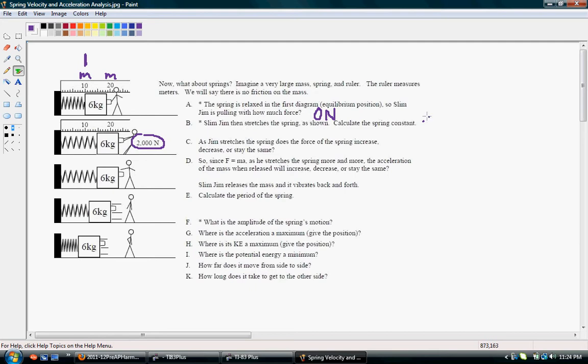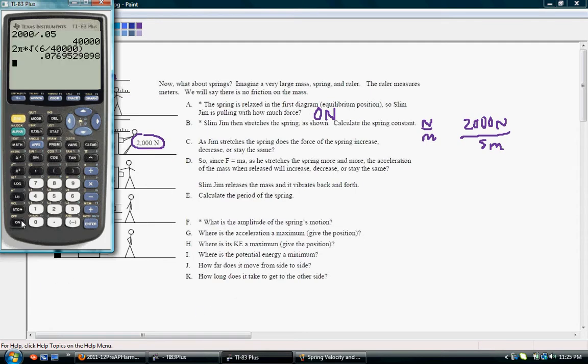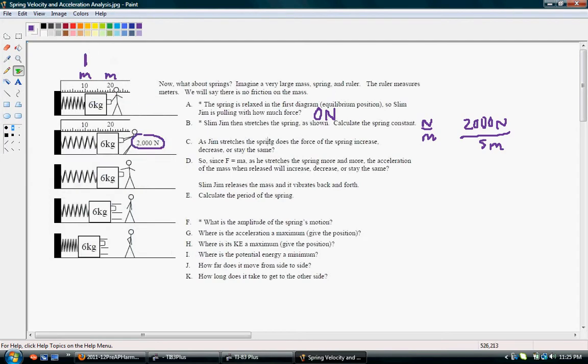So we know that spring constant is newtons per meter. So we have a force of 2,000 newtons being applied over a distance of 5 meters. So we can find the spring constant by dividing 2,000 by 5. And we get 400 newtons per meter, which is our spring constant.